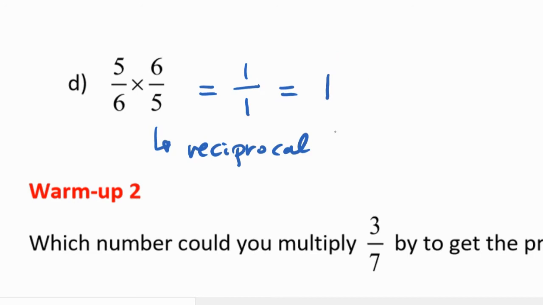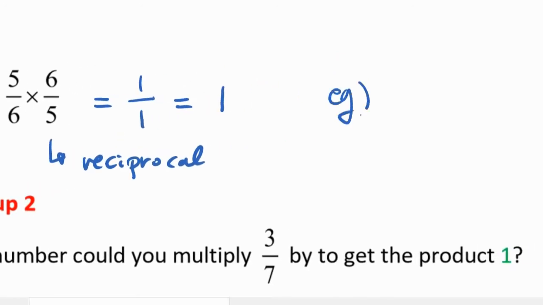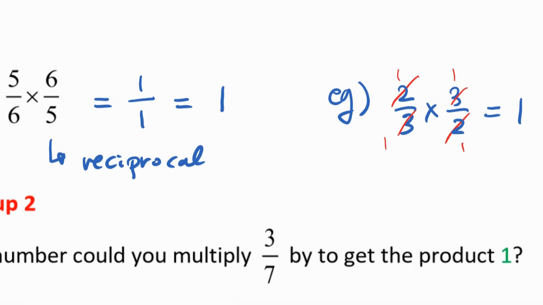So remember that. For example, when you have 2 over 3, what's the reciprocal of 2 over 3? That's 3 over 2. You can simply flip it. So multiply it, then it becomes 1, because you can diagonally reduce it. 1 and 1, 1 and 1. So it's 1. When you multiply a reciprocal, then you get 1.